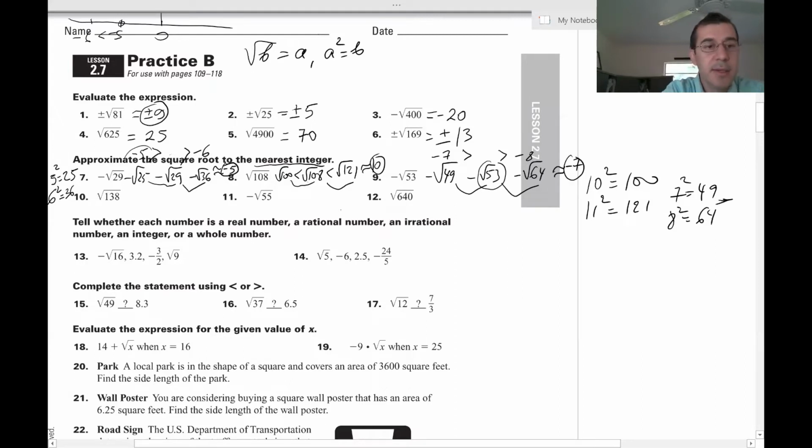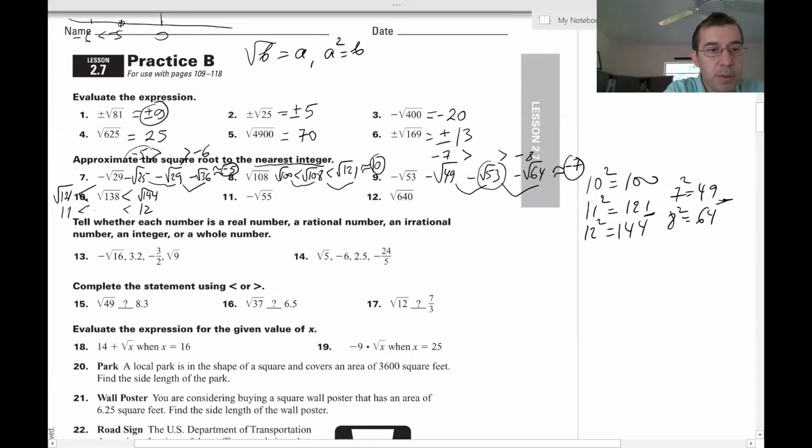That's number 9. Number 10, 138. We know 12 squared is 144, so 138 is between 121 and 144. Here I'm going to say square root of 121, and on the other side square root of 144, and this is 11, this is 12.